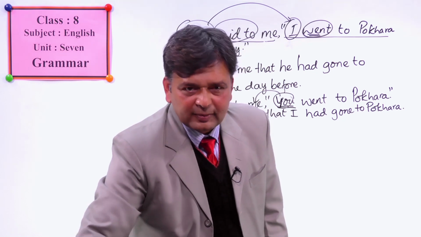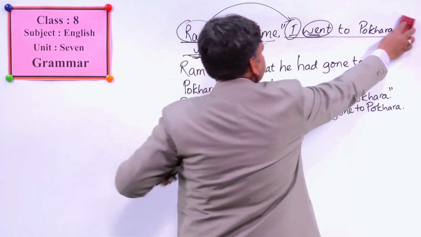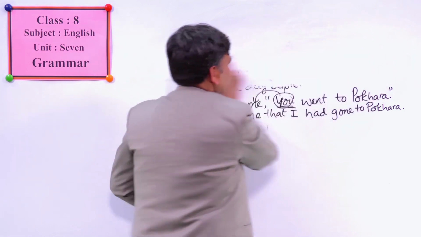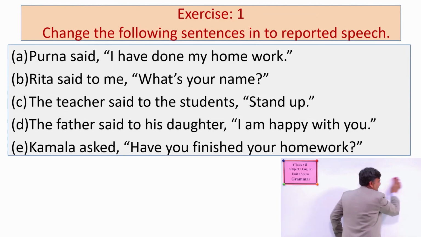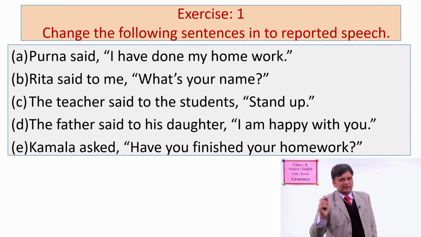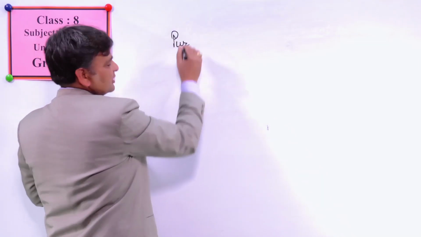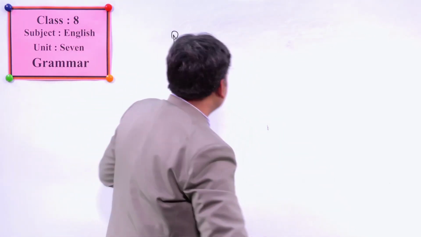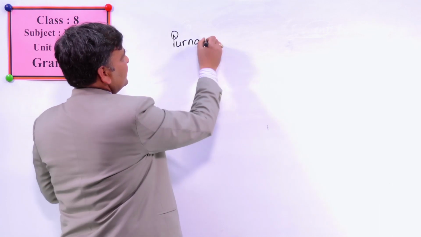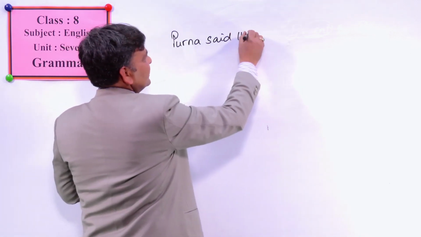So let's move on to the exercise. This is the time for us to deal with the exercise. Okay. So let's look at the first one. Can you try for the first one? The first one is: Purna said, I have done my homework. Can you try? You can tell me and I will write whatever you say. So, Purna is your first word. P-U-R-N-A. Purna said.